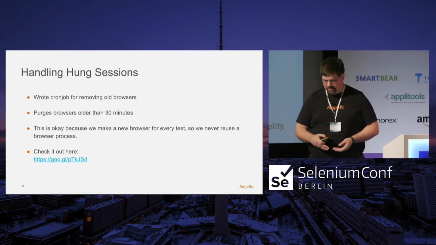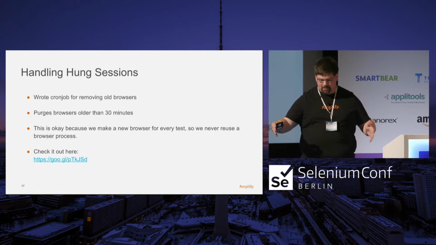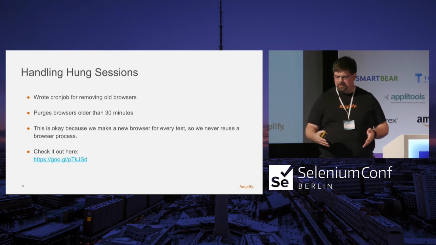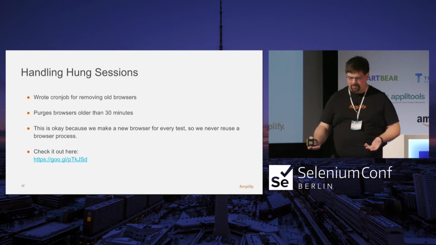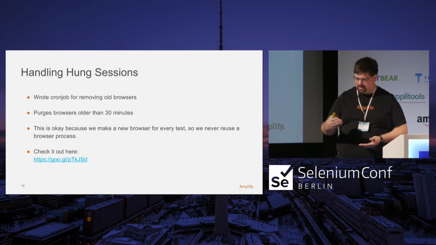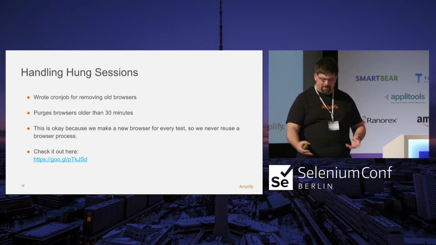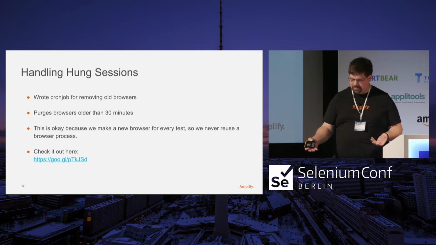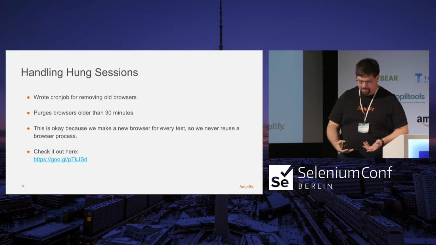This works out okay because at Amplify, we want to have our tests execute as quickly as possible, so we're actually making a new browser for every single test. If you're familiar with TestNG, we're parallel by methods as opposed to parallel by class or some other structure. So every test gets its own browser. We never reuse a browser process, and that's worked out pretty well for us. It's made our tests a lot faster.